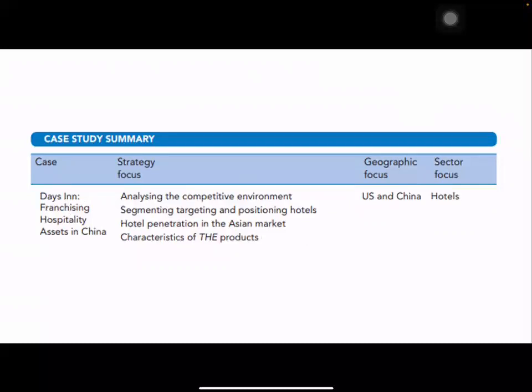Next is Days Inn franchising hospitality assets in China. Your strategy focus is analyzing the competitive environment, segmenting, targeting, and positioning hotels, hotel penetration in the Asian market, and characteristics of the tourism, hospitality, and events products. The geographic focus is US and China, and the sector is hotels.